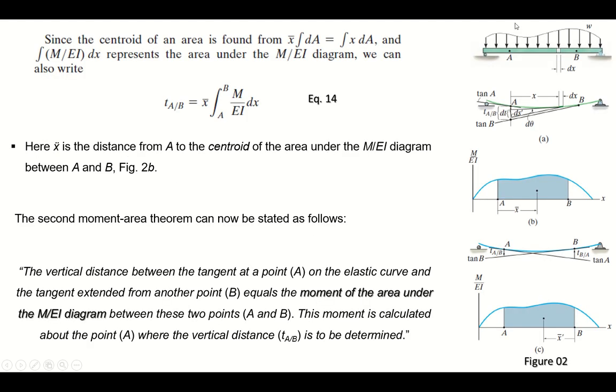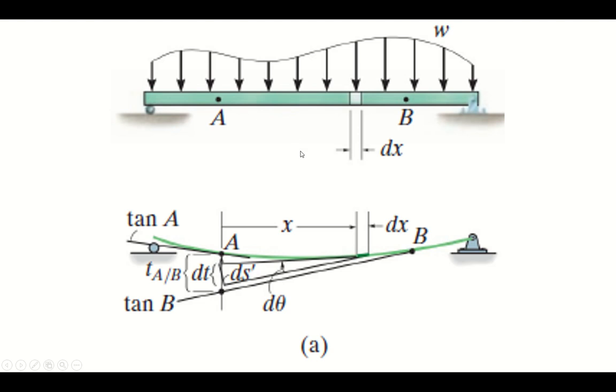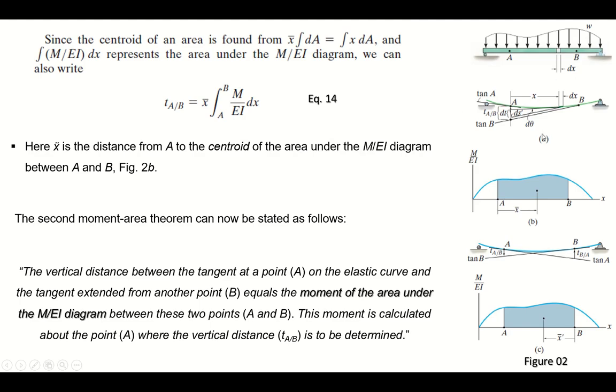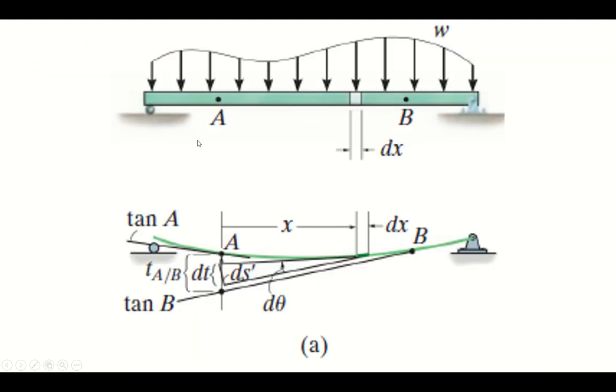Now let me take you to the same beam. This is the same beam as we discussed in the previous theorem, theorem number 1. The simply supported beam subjected to a certain kind of loading. 2 points A and B are selected, and a small element of thickness dx is also selected. Now let me just make it more visible. This is the same figure, right? The figure 2a, and 2a is plotted here.